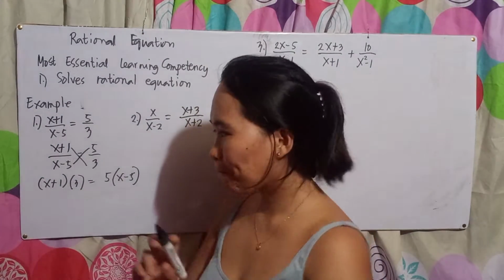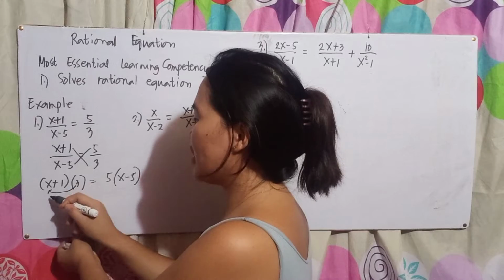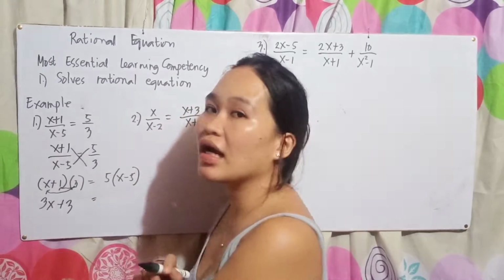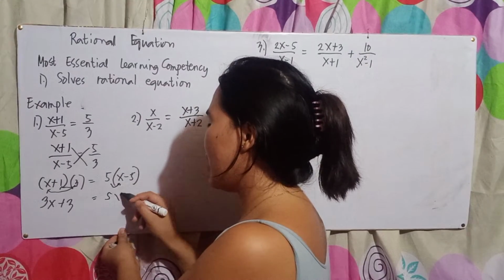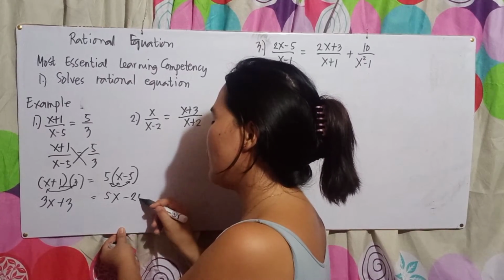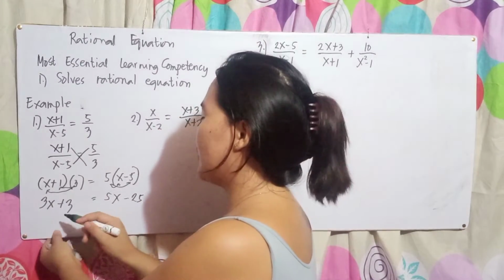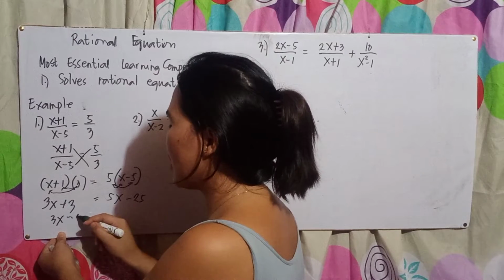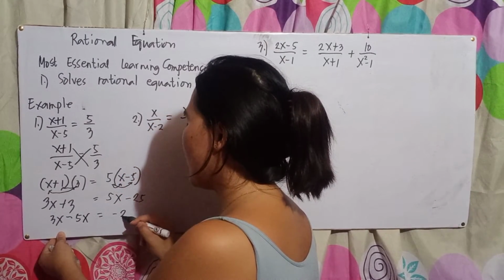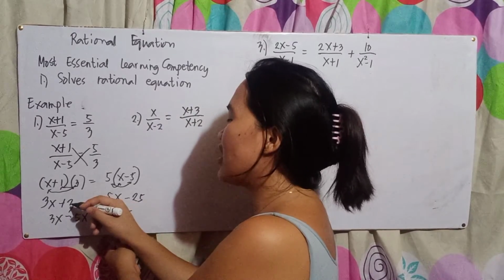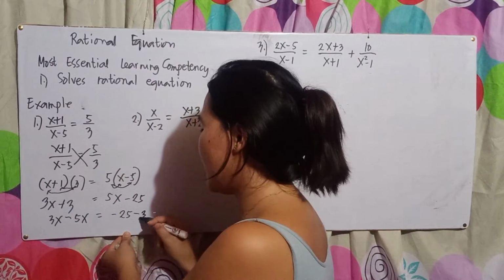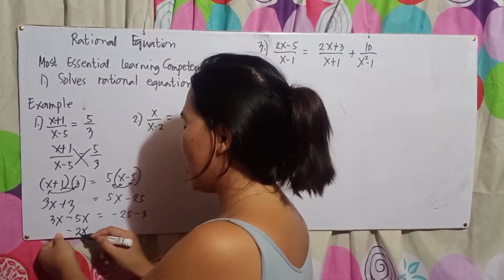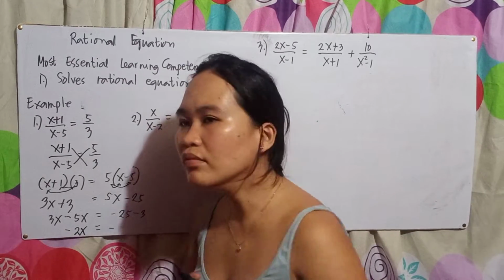Then, i-solve na. So, 3 times x, 3x. 3 times positive 1 is positive 3. Because 5 times x, 5x. 5 times negative 5 is negative 25. Then, combine like terms. So, 3x, ang 5x ibalhin, mahimong negative 5x equals negative 25. So, ang plus 3, ibalhin sa right, mag-change ang sign, negative 3. So, 3x minus 5x, so unlike side man sila, so i-minus negative 2x equals negative 28.